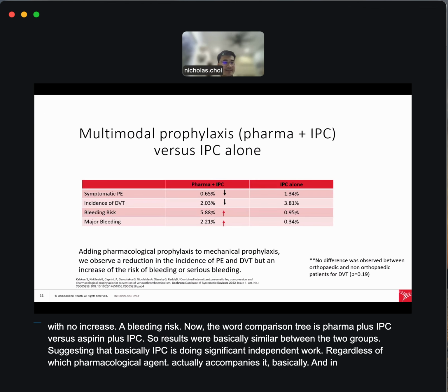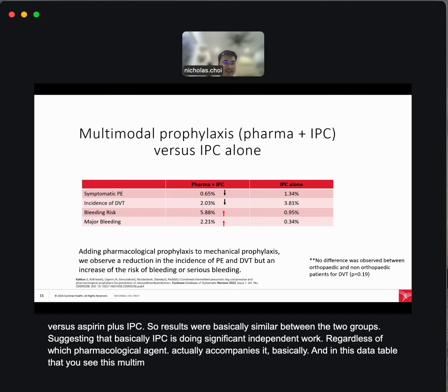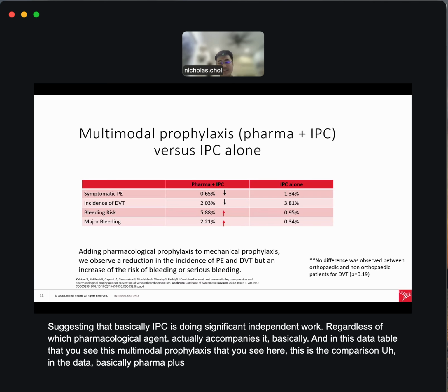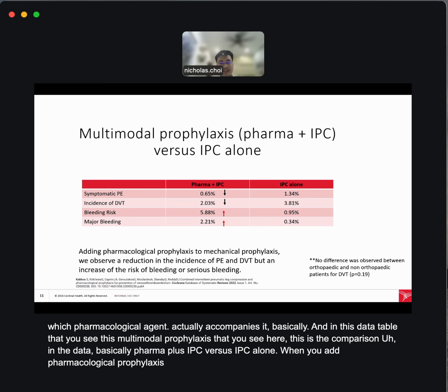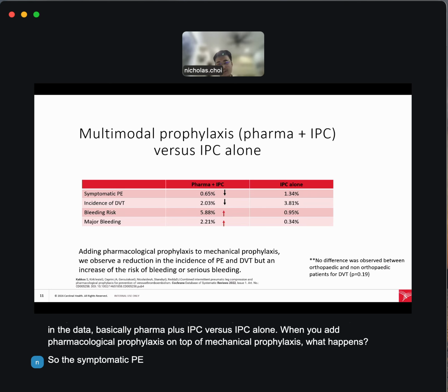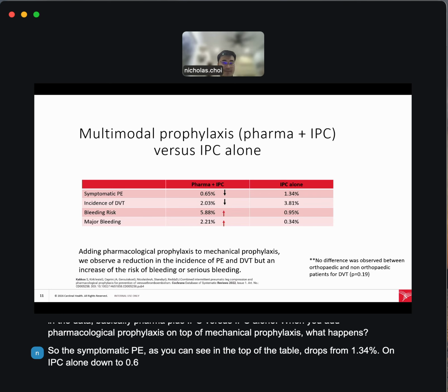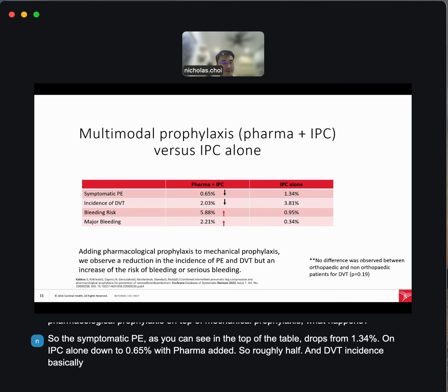And in this data table that you see, this multimodal prophylaxis, this is the comparison in the data, pharma plus IPC versus IPC alone. When you add pharmacological prophylaxis on top of mechanical prophylaxis, what happens? The symptomatic PE, as you can see at the top of the table, drops from 1.34% on IPC alone down to 0.65% with pharma added, so roughly half. And DVT incidence drops from 3.81% to 2.03%, real reductions in thrombotic outcomes as well.